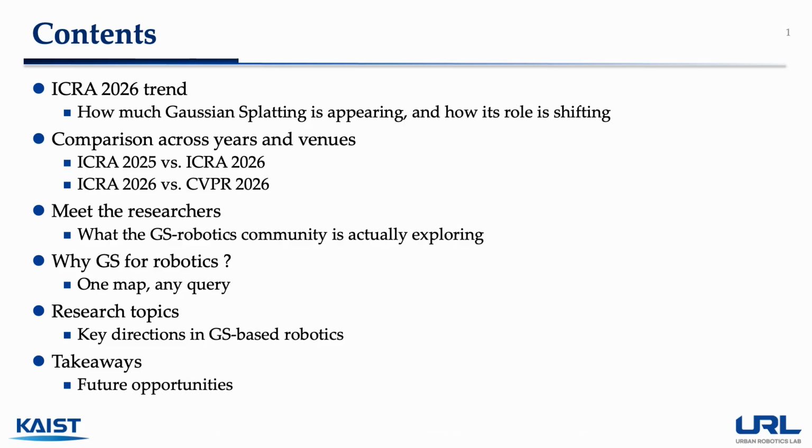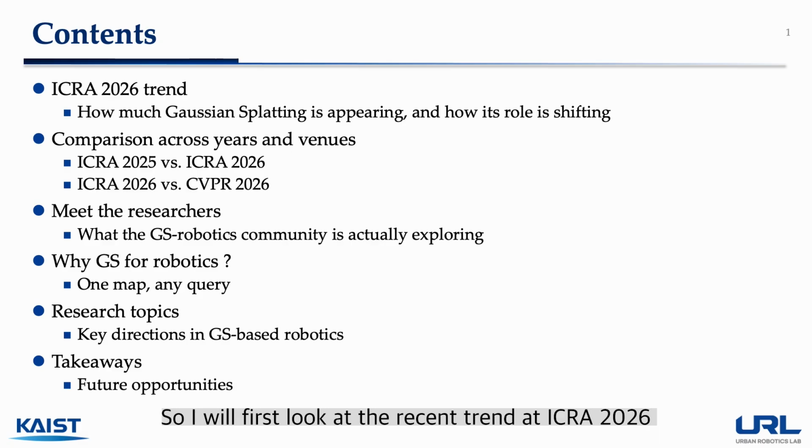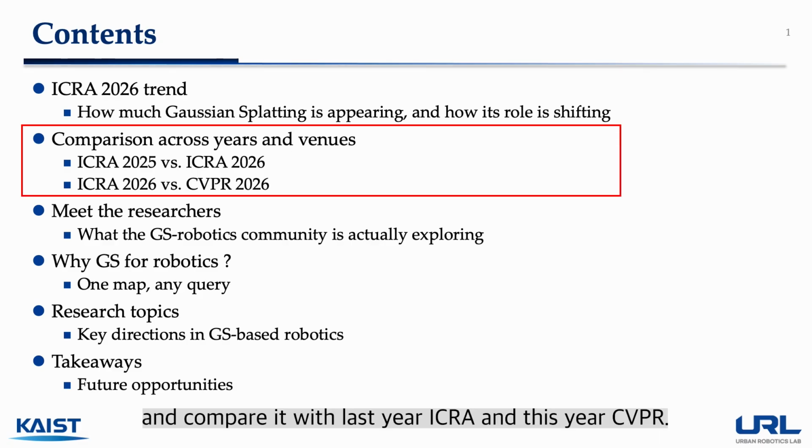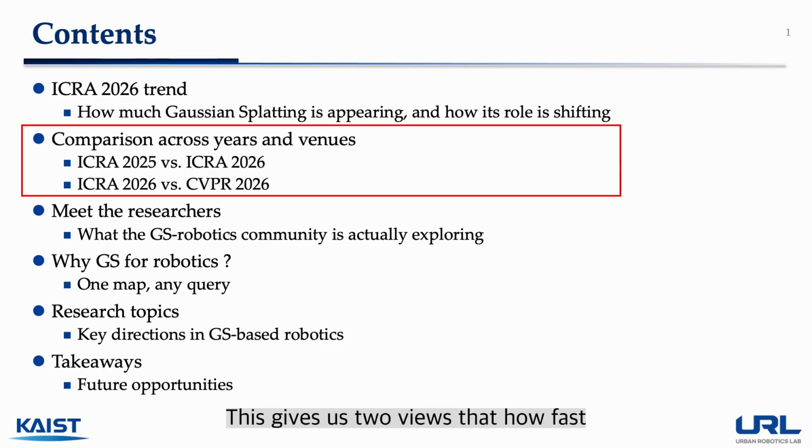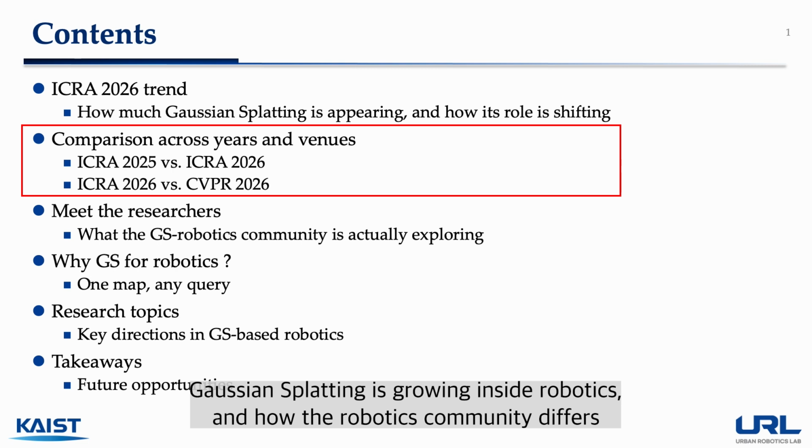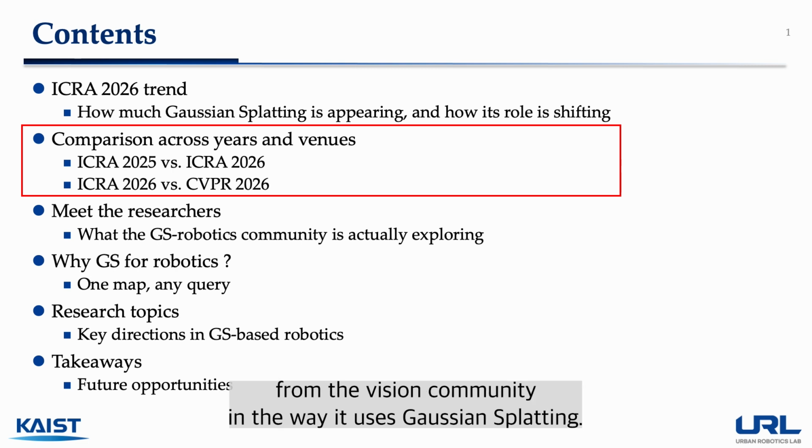being explored. So I will first look at the recent trend at ICRA 2026 and compare it with last year's ICRA and this year's CVPR. This gives us two views: how fast Gaussian splatting is growing inside robotics, and how the robotics community differs from the vision community in the way it uses Gaussian splatting.